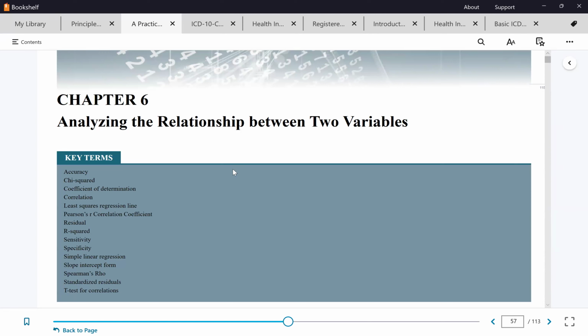Let's take a look at some of the things we'll be discussing. And again, you'll see a lot of statistical terms in here. We're not trying to turn you into biostatisticians, but we're looking for you to understand what some of these things mean and how they relate to healthcare.